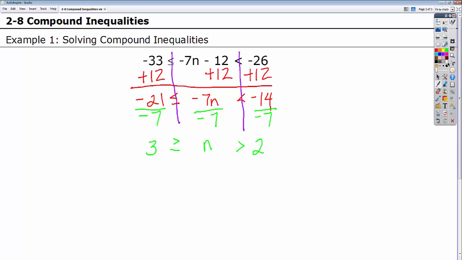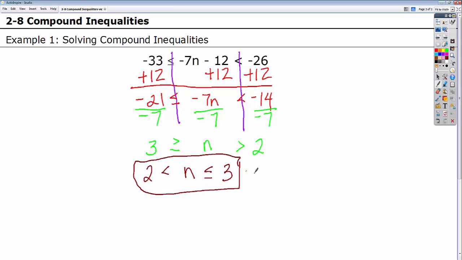Alright, now problems are never written this way. The answers will never be that way. They will always be the smallest number on the left and the biggest number on the right. So what you need to do is just flip this whole thing around. So 2 is less than n is less than or equal to 3. And that's the proper way to write your answer in inequality form.